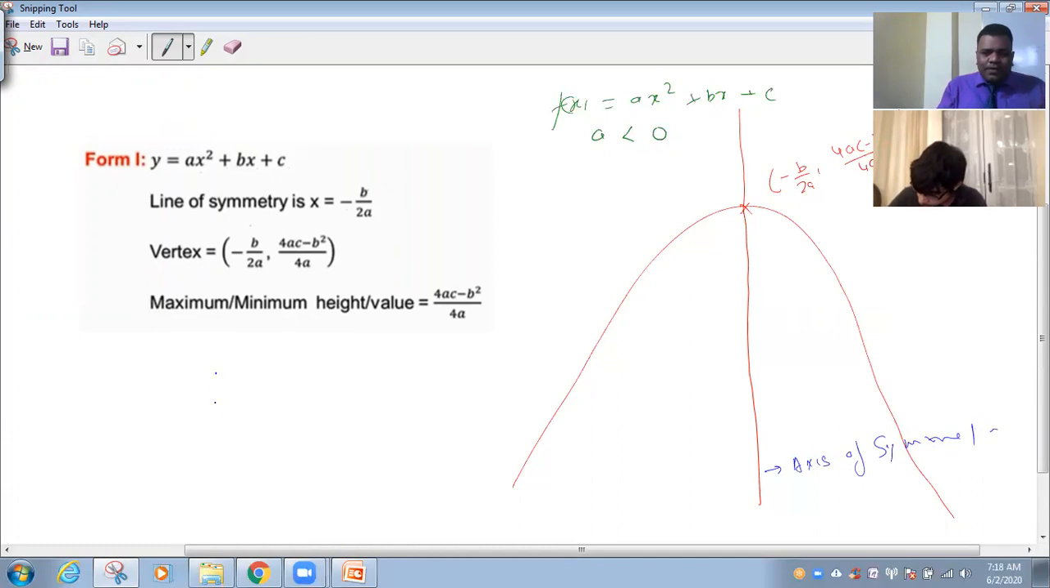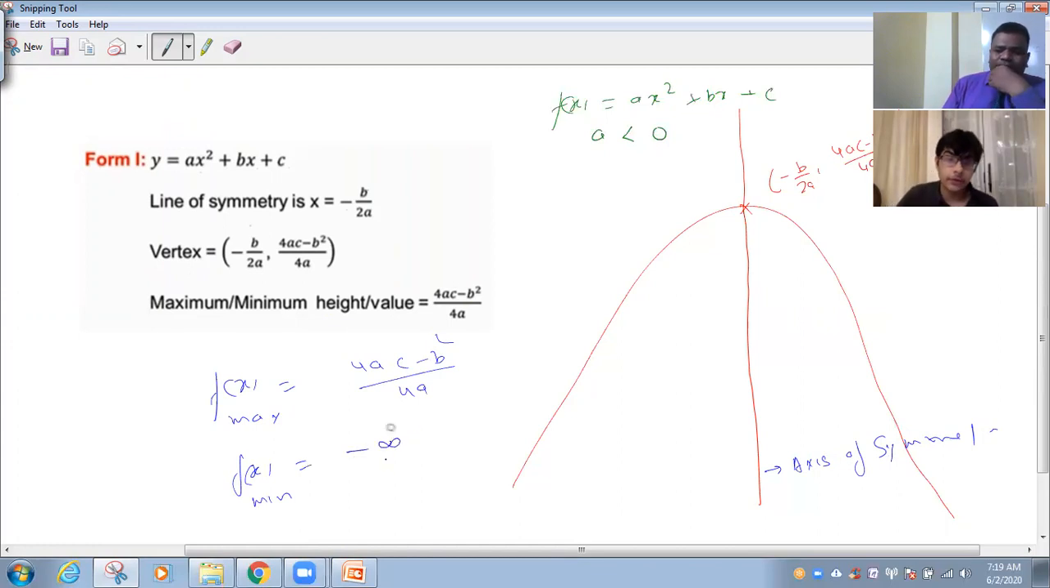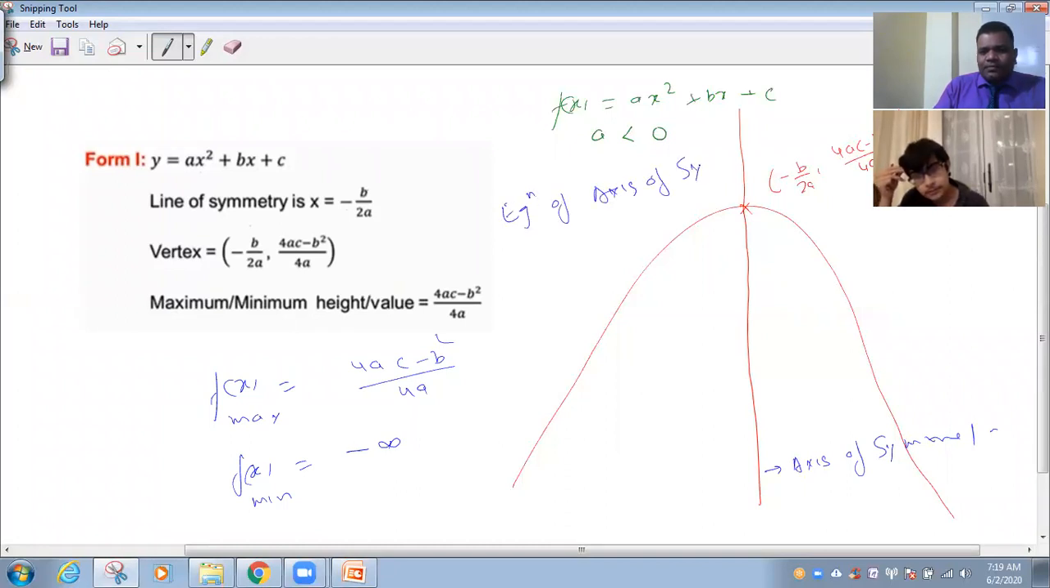So now can you tell what is f of x max for this? f of x max is also 4ac minus b squared over 4a. Wonderful. Same y coordinate, 4ac minus b squared by 4a. And f of x min? Min is minus infinity. And what is the equation of the axis of symmetry? It is still minus b over 2a. x is equal to minus b over 2a.